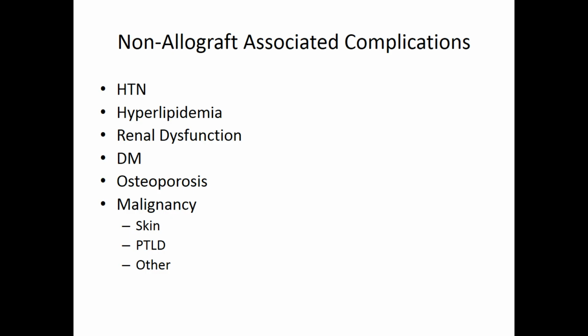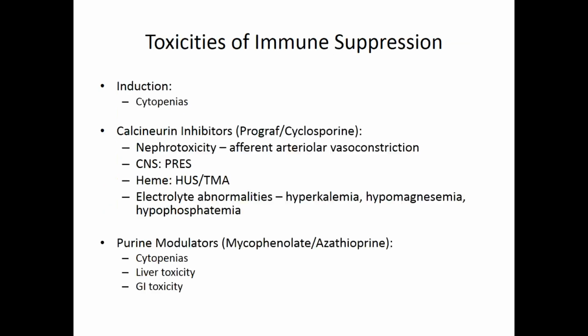Let's mention some of the non-allograft associated complications that are seen commonly in the post-transplant population. Our immune suppression, which includes calcineurin inhibitors, purine modulators, and corticosteroids, contribute to multiple medical complications after transplantation. These include hypertension, hyperlipidemia, renal dysfunction, diabetes, osteoporosis, and malignancy. The immune suppressive medications that we use to prevent rejection also are associated with numerous toxicities.